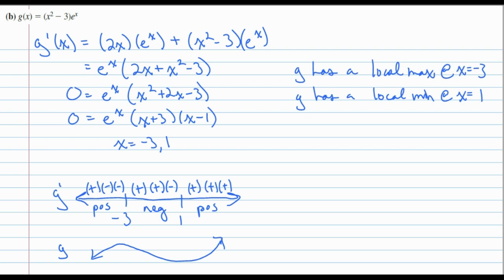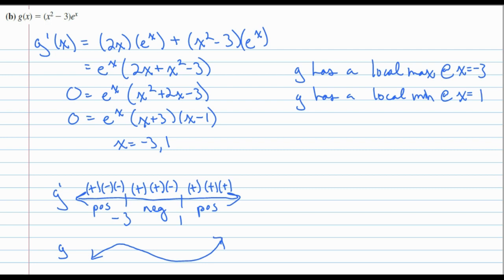Now sometimes you will be asked to explain why in words, but as for right now, since you've labeled this number line as g prime, you've showed where it's positive, negative, and positive, and then you've made your conclusion, this number line is your justification for why g has a local max at the critical value x equals -3 or a local min at the critical value x equals 1.